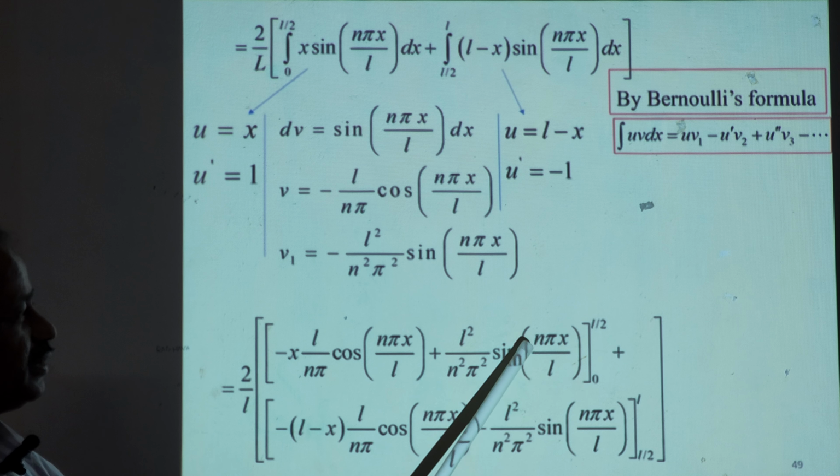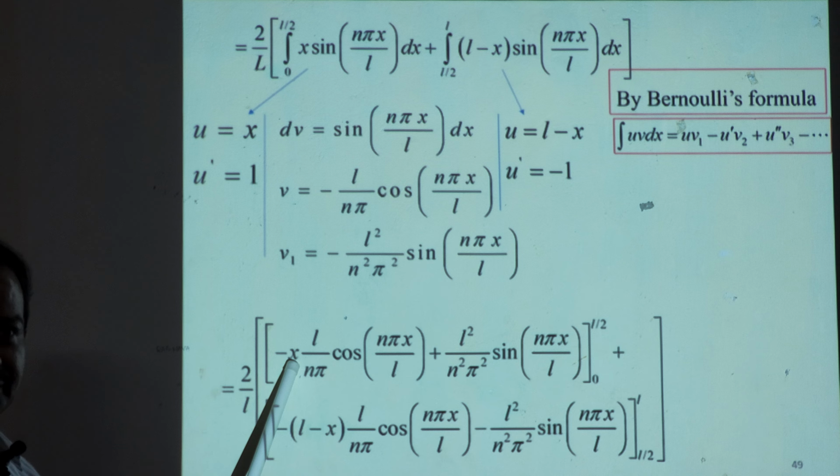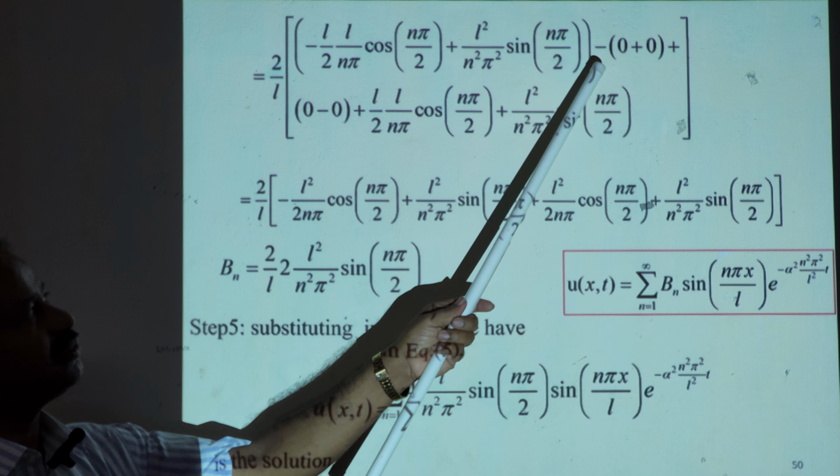Okay, next term will be this one. You have to substitute the upper limit. So that will give us L by 2. L will cancel. Sin n pi by 2. Substitute the lower limit. Instead of x, you have to substitute 0. So this term will become 0. Sin 0 is 0. So these two terms will become 0.